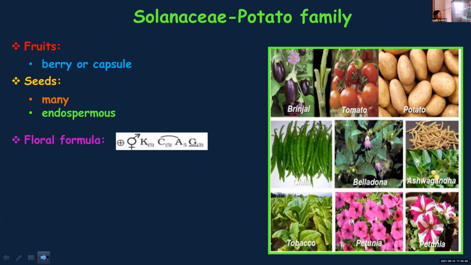Now floral formula. Now you have to tell me what all points, what all features of this particular family or flower you can understand from this floral formula. One by one you can say. Yes, the first one. Only one you need to say, rest let others say. It is actinomorphic. That is, it exhibits radial symmetry.